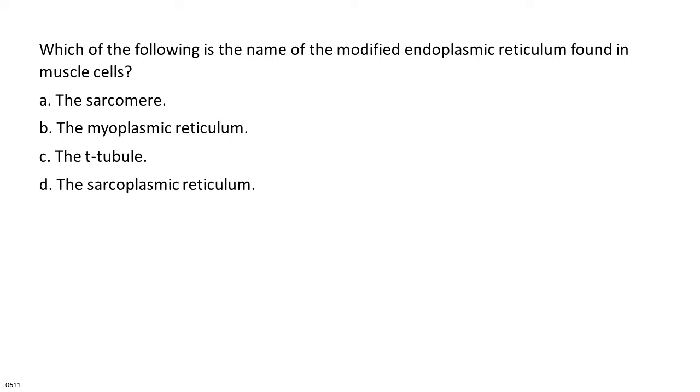Which of the following is the name of the modified endoplasmic reticulum found in muscle cells? A. The sarcomere. B. The myoplasmic reticulum. C. The T-tubule. D. The sarcoplasmic reticulum.